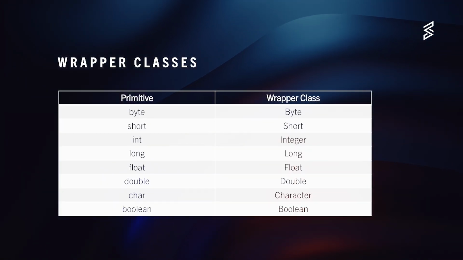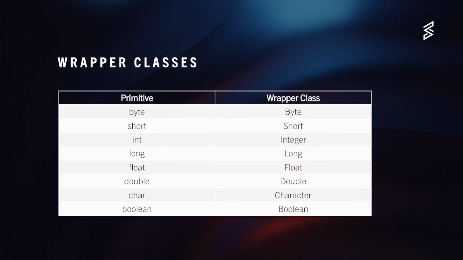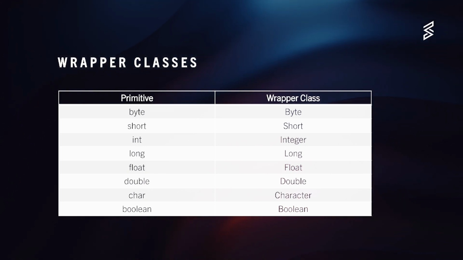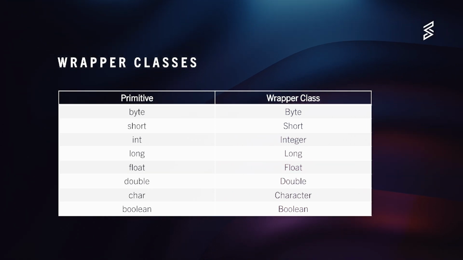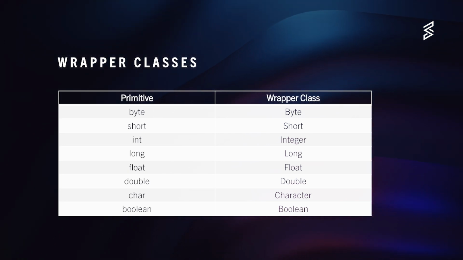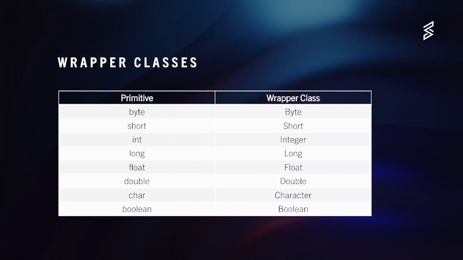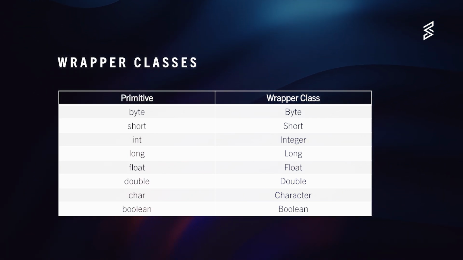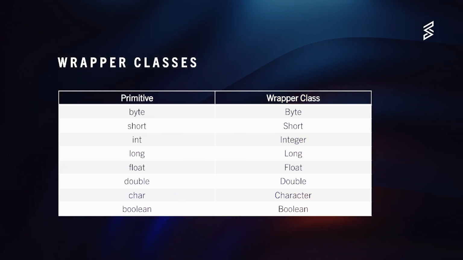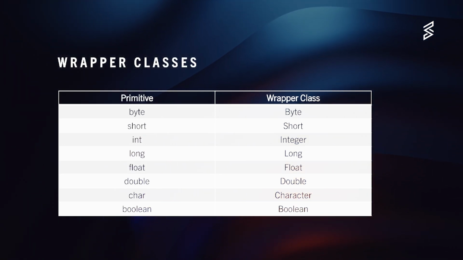Java has special classes that wrap primitive values in objects. These are called wrapper classes. Why do we need them? Because Java collections like lists can only store objects, not primitives. So if you want to store an int in a list, you use Integer, the wrapper class.